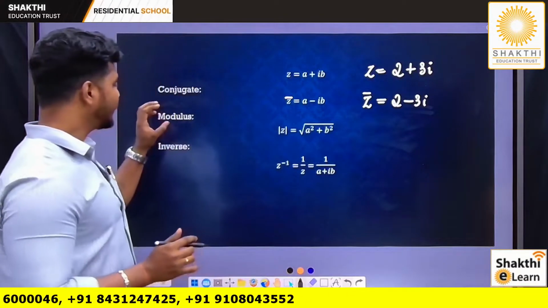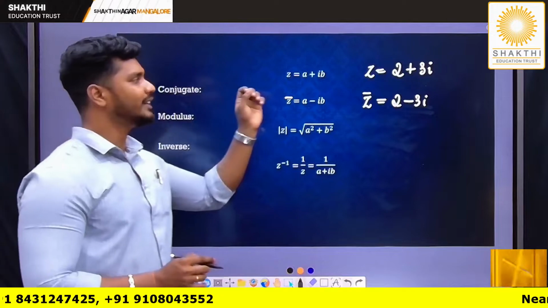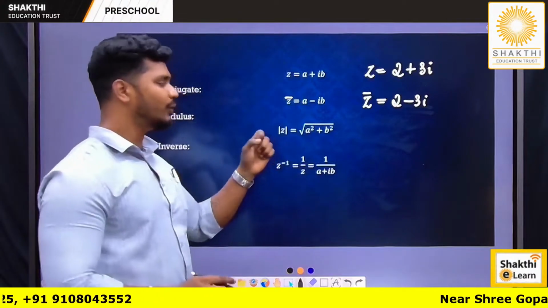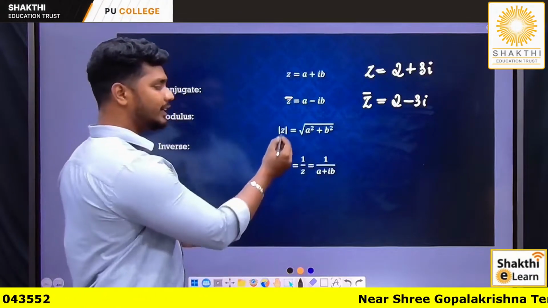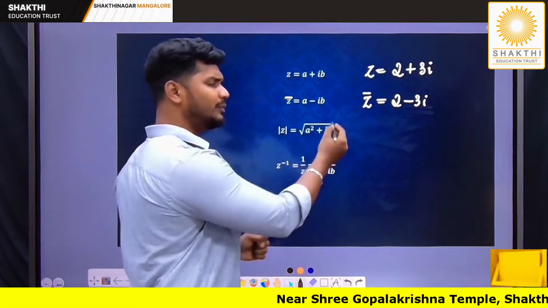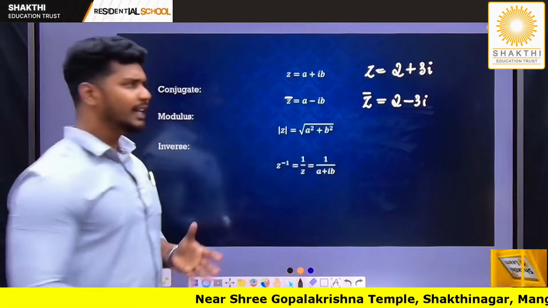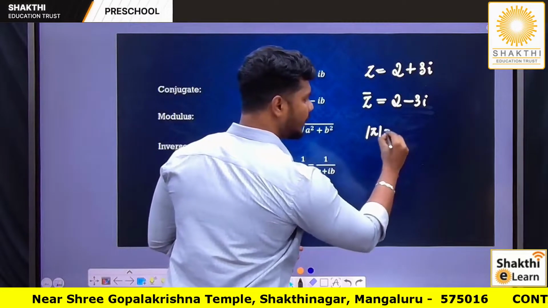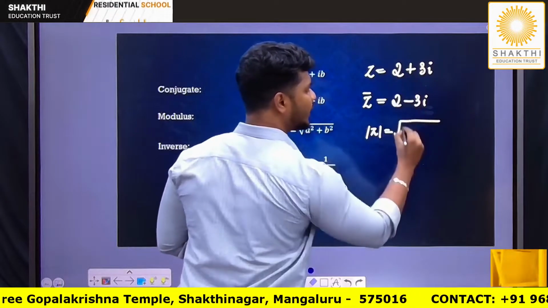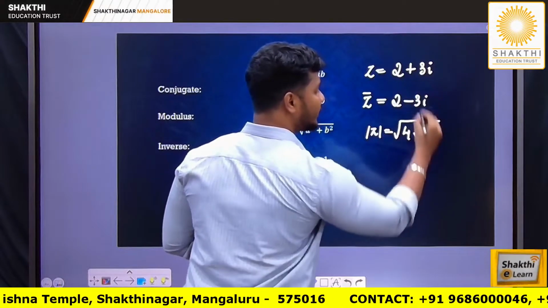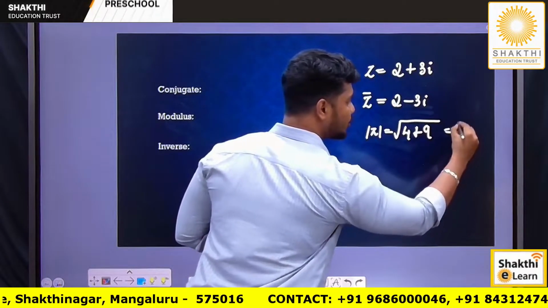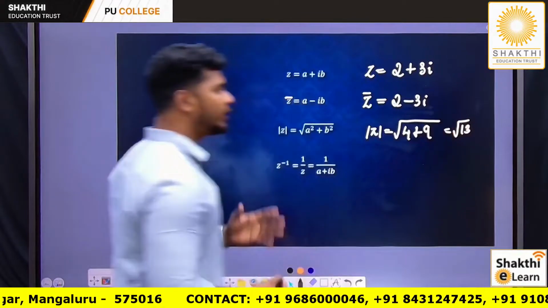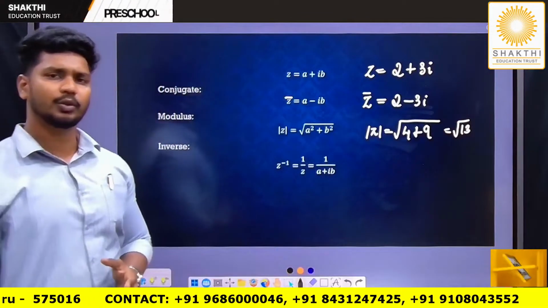Next, you are coming to the modulus. For the complex number Z is equal to A plus IB, there is something called as a modulus. It is read as mod Z is equal to root of A square plus B square will be the value of the modulus. The same complex number, if I take here, the mod Z value will be equal to under the root of 2 square, that is 4, plus 3 square, that is 9. That will be root 13. Will be the modulus of the complex number Z is equal to 2 plus 3i.